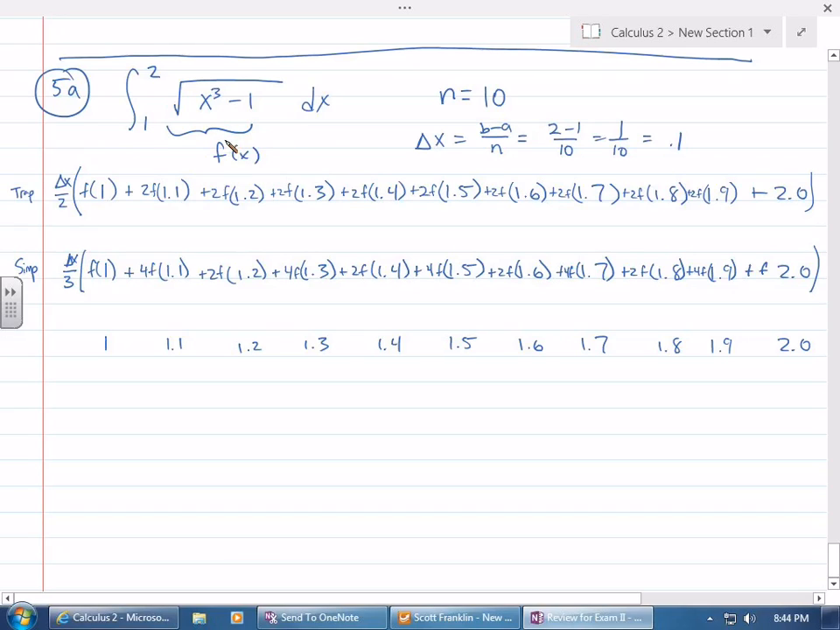I'll do one of these in a second with my calculator just so you can see it, but I won't do all three. Midpoint rule. Midpoint rule means you have to find the midpoints of each one of these first. So this is 1.05, this is 1.15, 1.25. I find those by adding the two adjacent endpoints and dividing by 2. 1.35, 1.45, 1.55, 1.65, 1.75, 1.85, and 1.95. So those are all my midpoints for these.